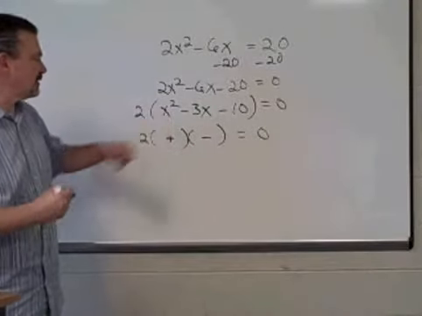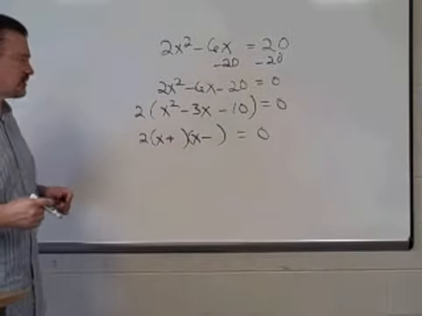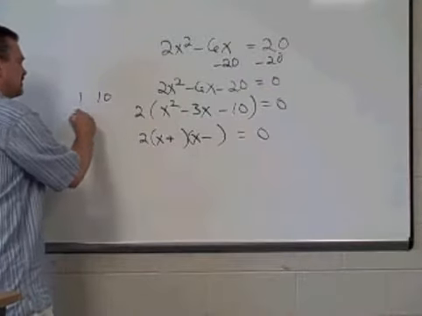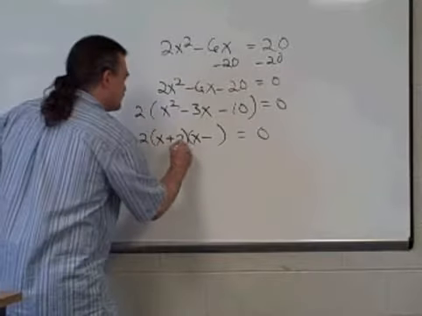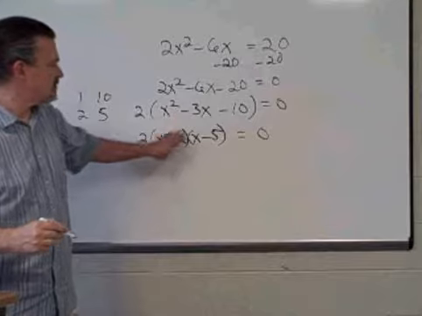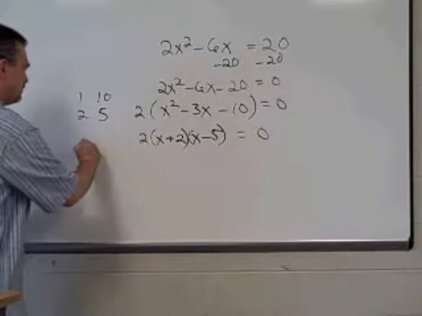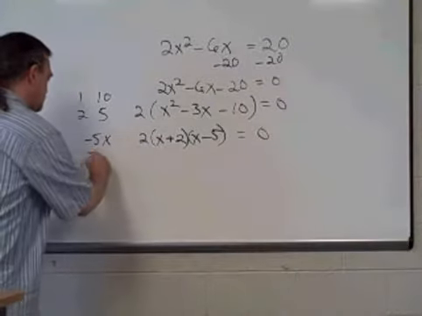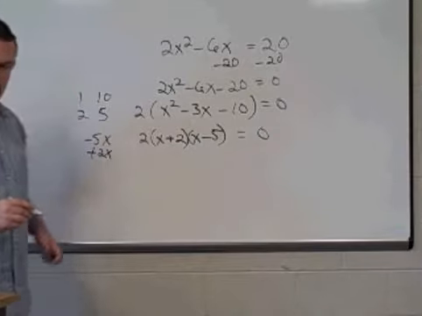How do we get x squared? Well, that would be x times x, the only way we're interested in. How can we make a 10? That would be 1 times 10, 2 times 5. And let's try the 2 here and the 5 here. And that will give us minus 3x. The O of FOIL would give us minus 5x. The I of FOIL is going to give us plus 2x. And those two combine to the minus 3x that we need.